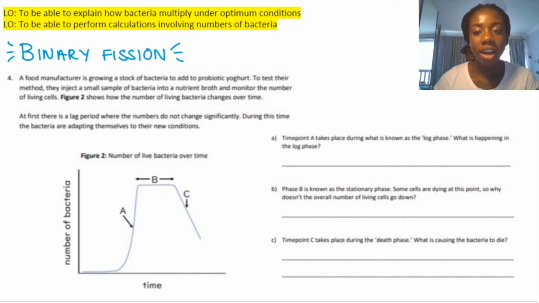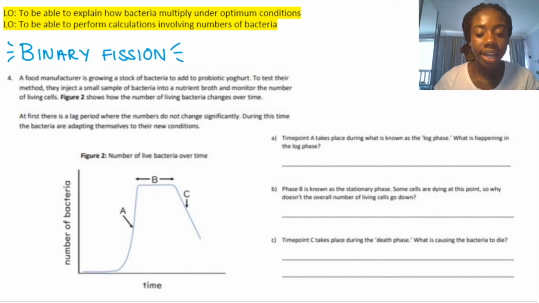In B, we've kind of got a horizontal line or a plateau of the line graph. So we can tell that over that period of time, the number of bacteria isn't really changing at all. Then on C, we can see that the number of bacteria is decreasing but at a kind of less fast rate than the increase in section A. So now moving on to the questions.